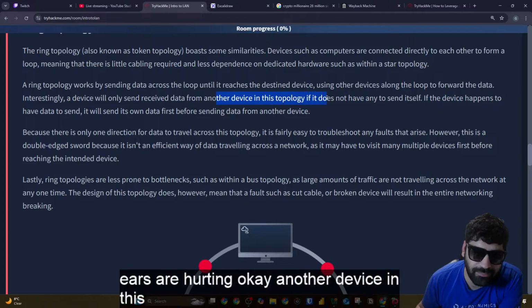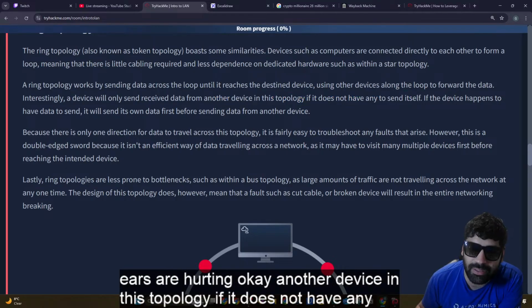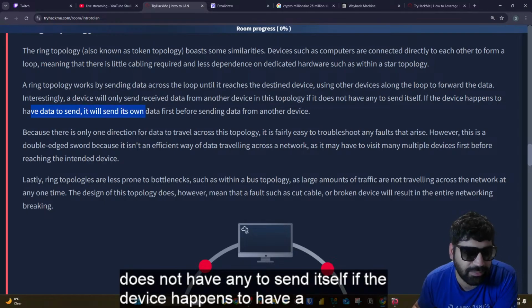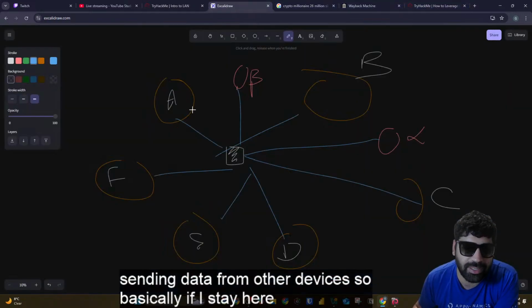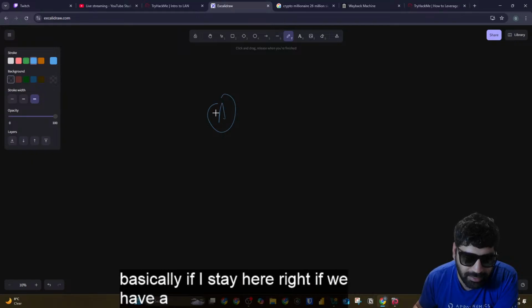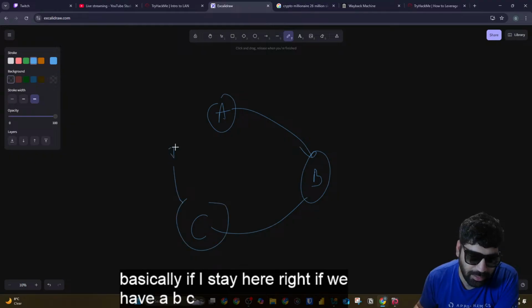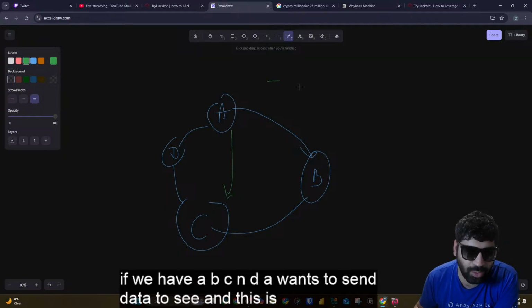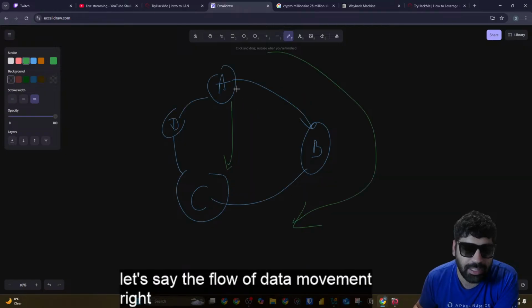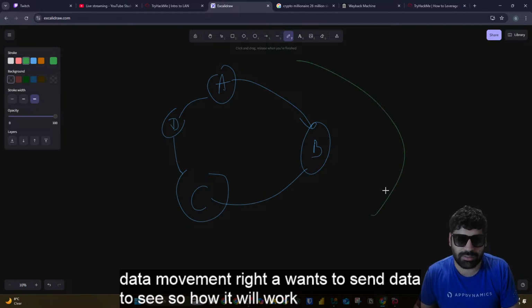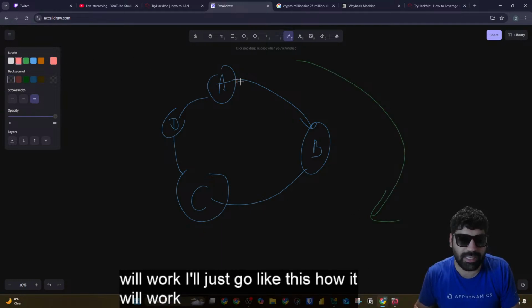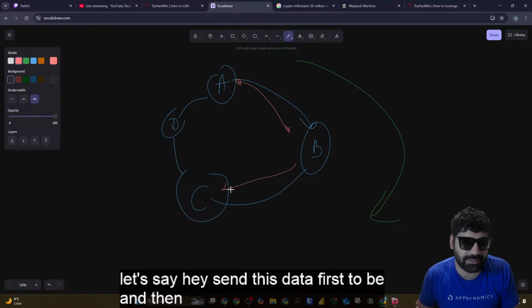Another device in this topology, if it does not have any to send itself, will forward data. If the device happens to have data to send, it will send its own data first before sending data from other devices. So basically, if I say here, right, if we have A, B, C, and D. A wants to send data to C, and this is, let's say, the flow of data movement, right? A wants to send data to C, so how will it work? Let's say A sends its data first to B, and then B sends it to C.